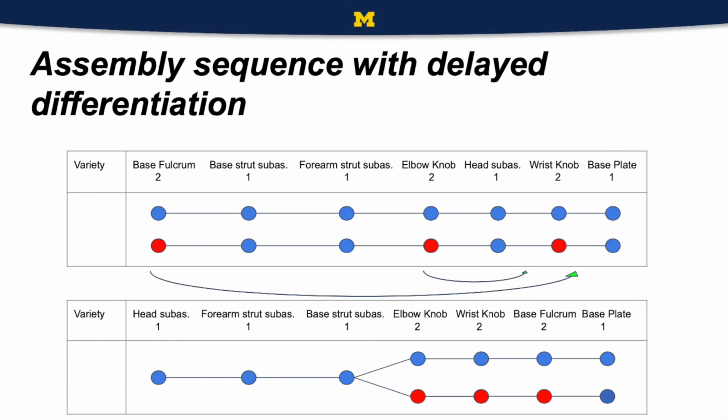Lastly, we have an assembly sequence with delayed differentiation. The top shows the assembly sequence that we saw earlier, and the bottom shows its redesign. As you see, moving assembly steps that have multiple variety to the latter parts of the assembly sequence allows for delayed differentiation. In the sequence on the top, the very first step has differentiation already, and there's no opportunity for delay.